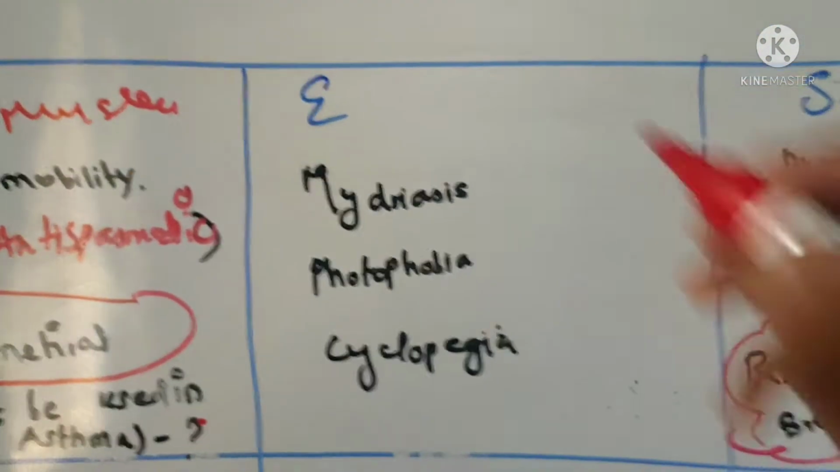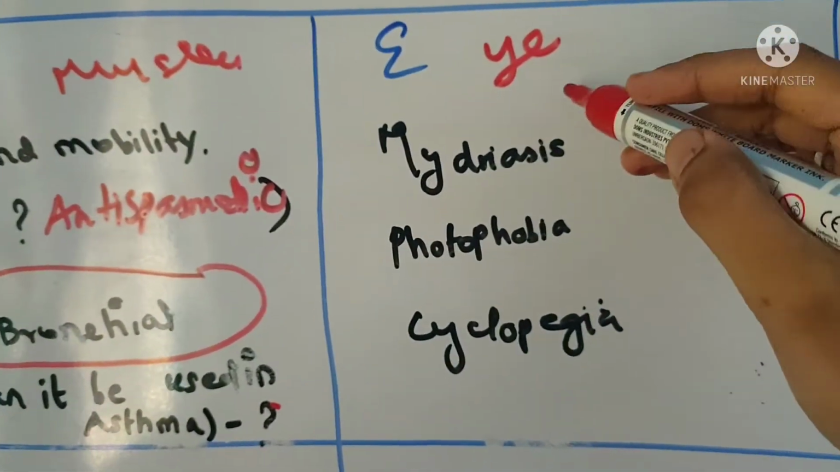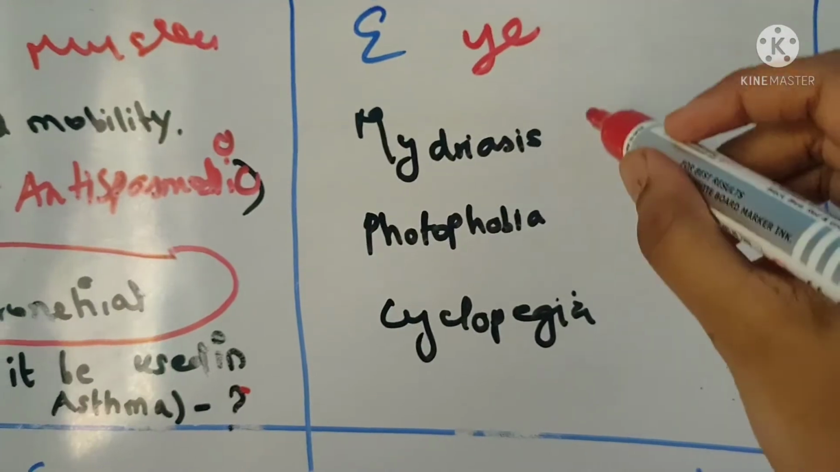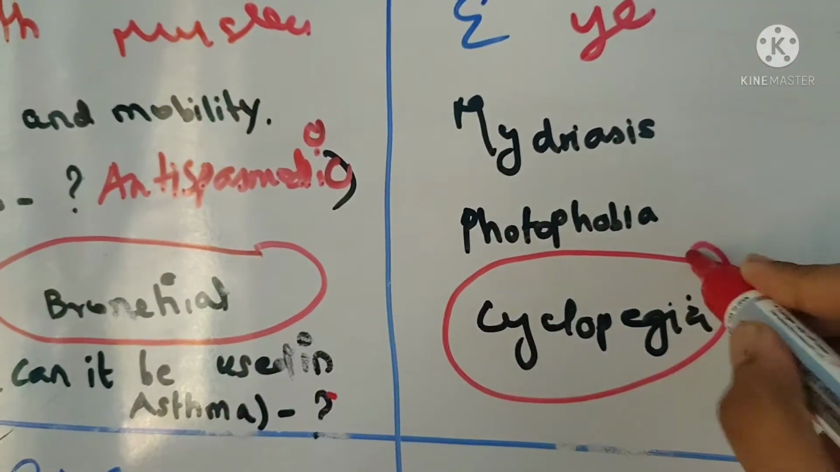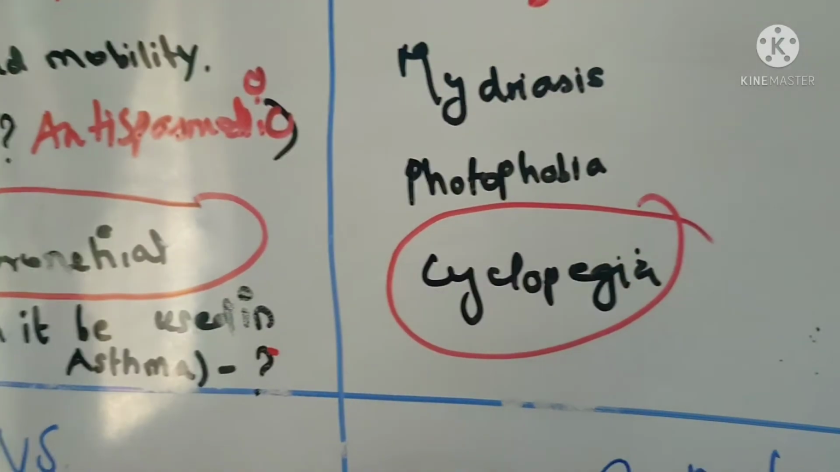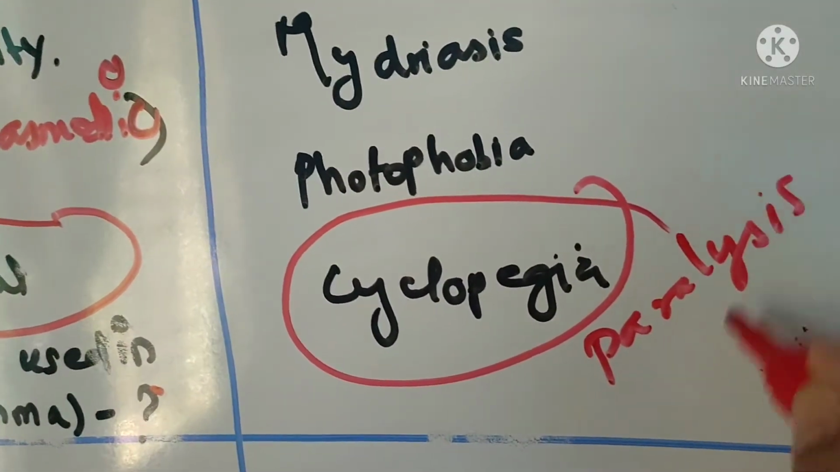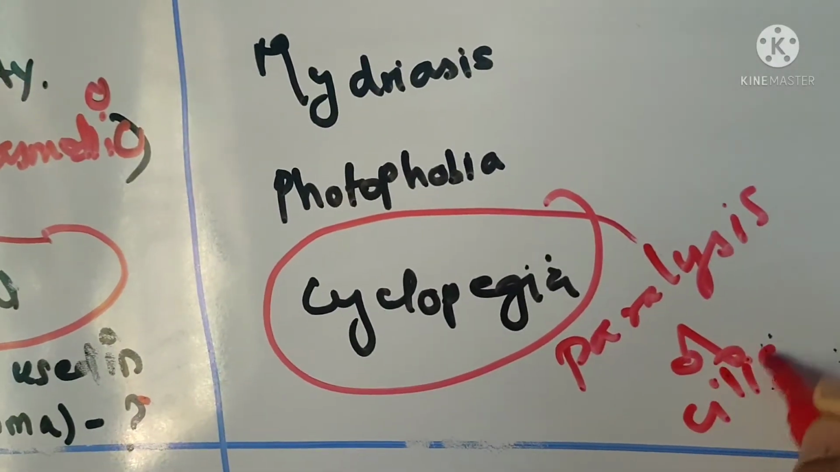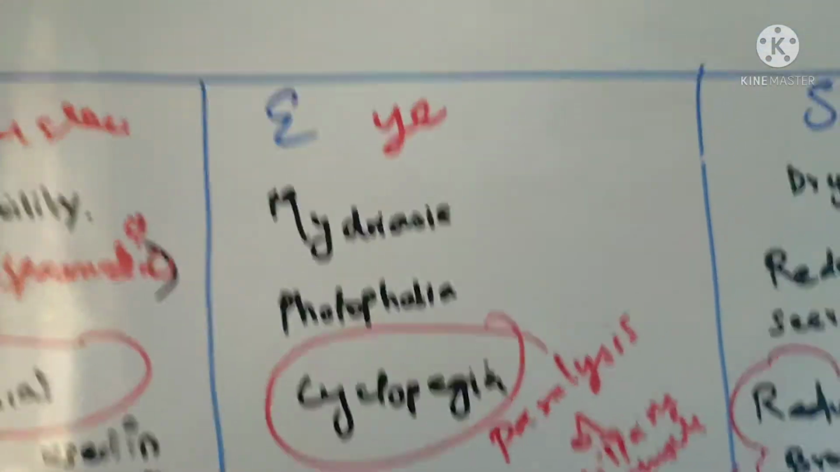Moving on to the next one, the eye. It causes dilation of the pupil, so mydriasis. It also causes photophobia and cycloplegia, which happens due to paralysis of the ciliary muscles, and it causes loss of accommodation.